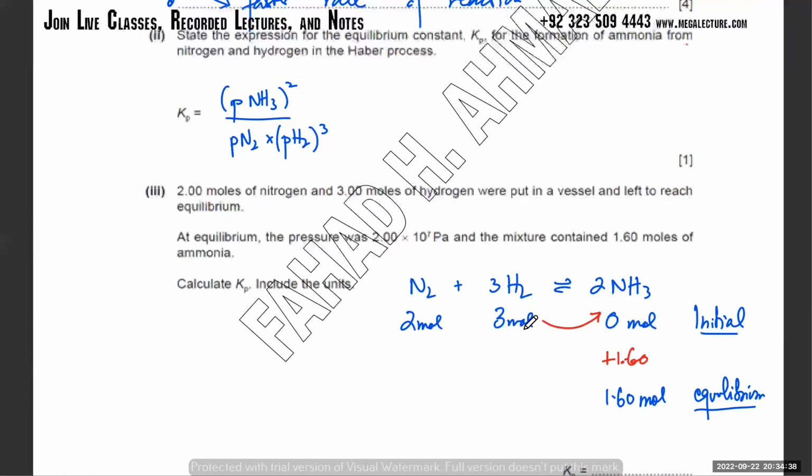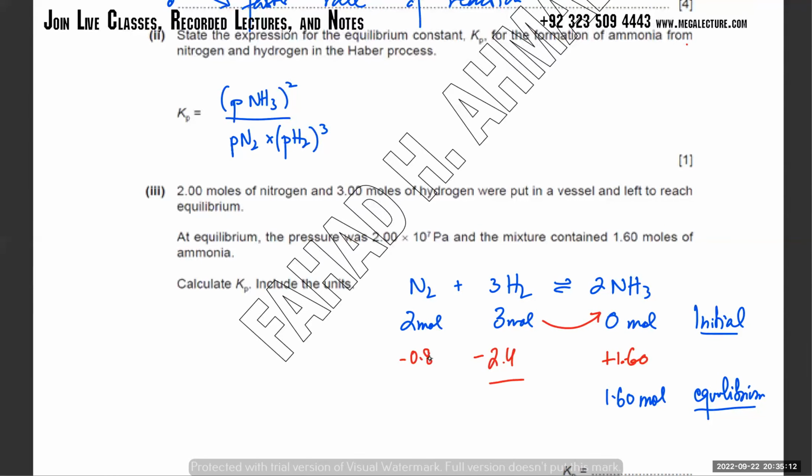So how much H2 must have reacted to produce 1.6? 2.4. According to the ratio, it's 2:3, so accordingly, that's going to be 2.4 reacting. So वो moles कम हो जाएंगे, they'll decrease, right? And how much N2 would have reacted to produce 1.6? It's 1:2. So यहाँ पे how much N2 would have reacted? 0.8. So 0.8 will be gone.